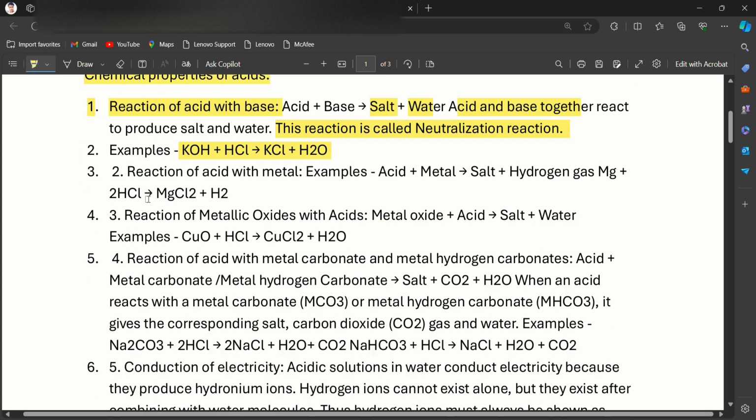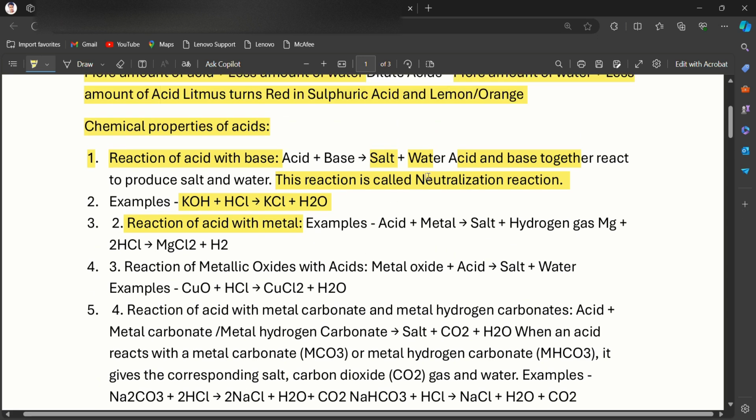So the second property is the reaction of acid with metal. What happens when we react acid with metal? So we again get salt plus hydrogen gas. देखते हैं क्या होता है with example.